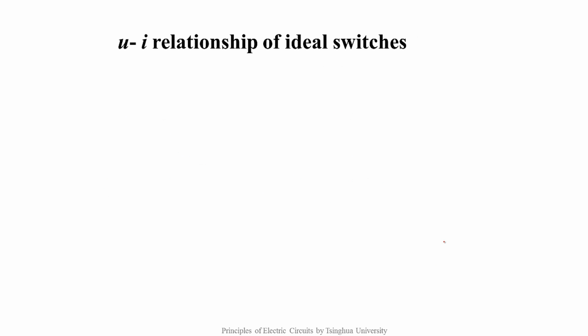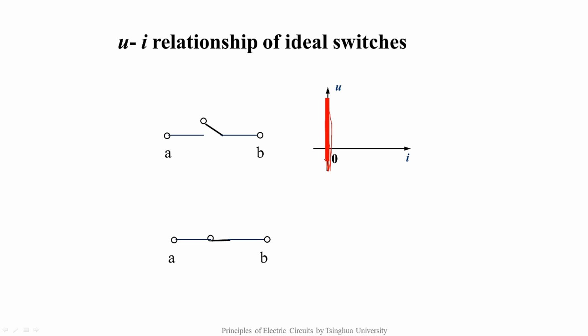We are now going to show the UI features of the ideal switch. It is an ideal conductor when it is closed, and an ideal open circuit when it is disconnected. We first discuss the disconnection. What is the UI feature when it is open? The current value is 0 and the voltage can be any value. So it should be a line like this. This is the ideal short circuit while the switch is closed. What is the ideal short circuit UI curve? The voltage is always 0, but the current can be any value.